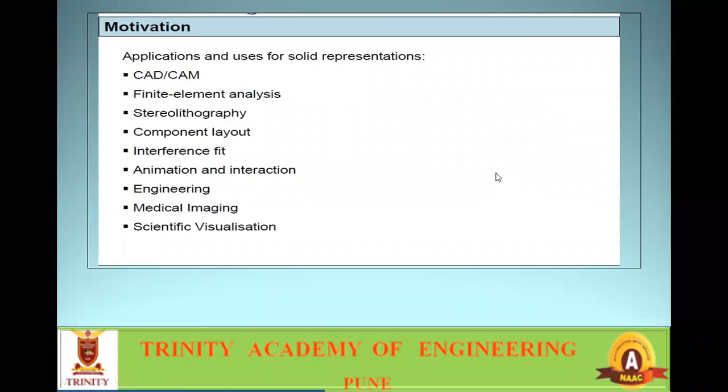Next one, applications and uses of solid representations. That is CAD/CAM. What is CAD? What is CAM? That I will tell in detail someday in the next lectures because we have very restricted time. The next one, finite element analysis. That is also a final year part, which you will learn. Stereolithography is a technique of 3D printing. Actually, it's a rapid prototyping technique in which we can manufacture the object by giving input of 3D models only.